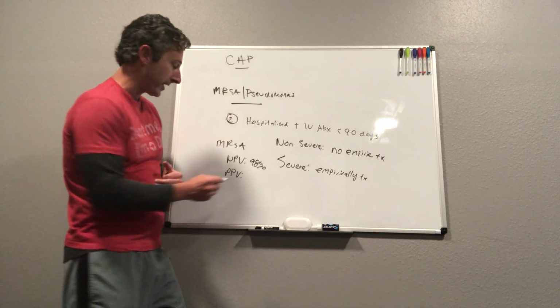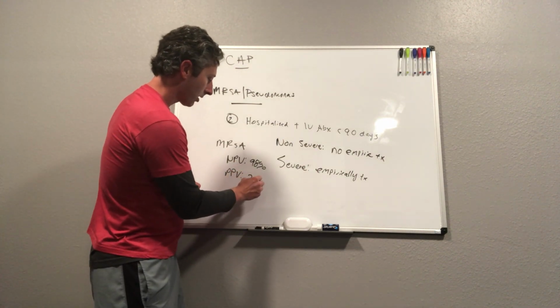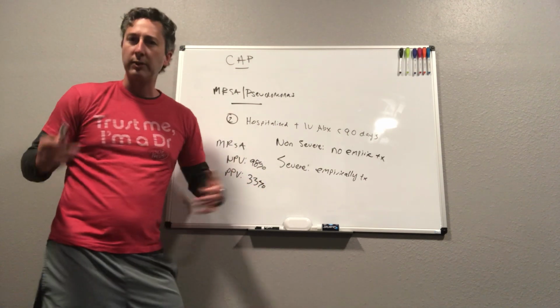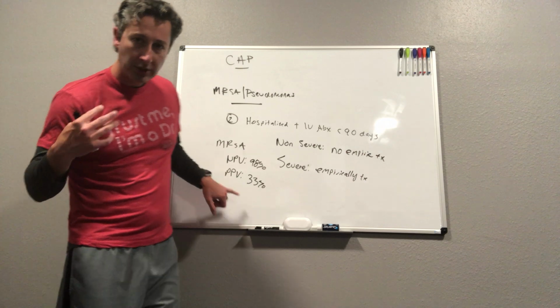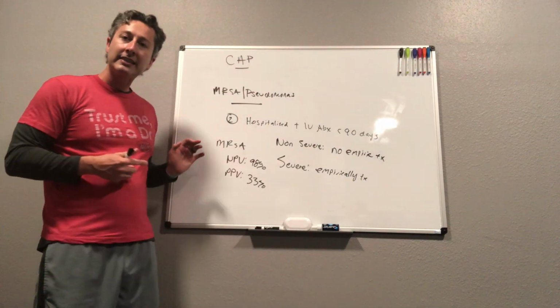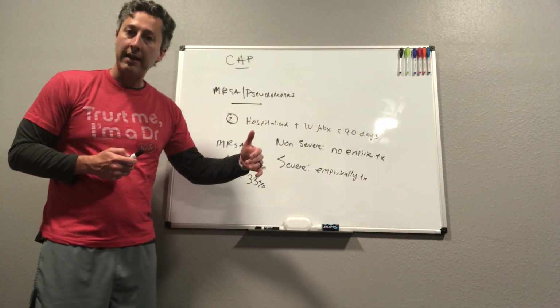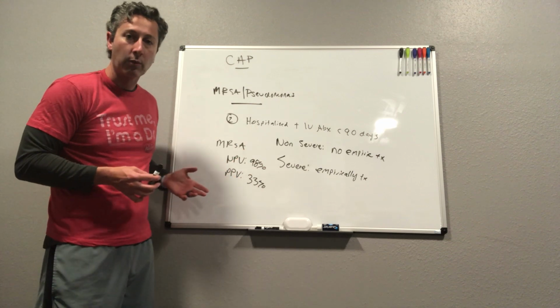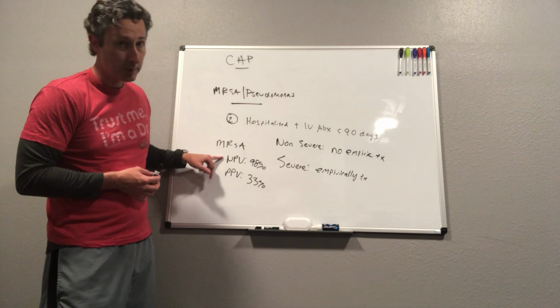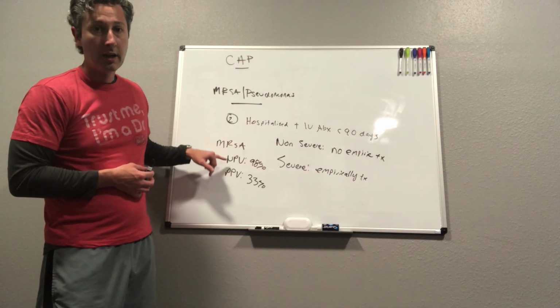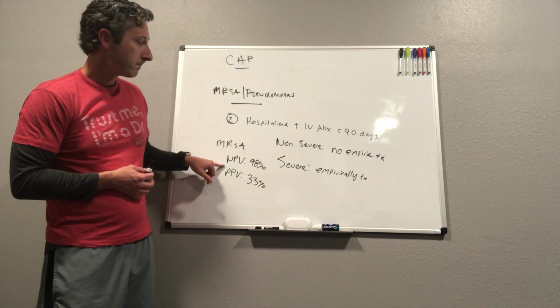My positive predictive value is somewhere around 33%. So even if my MRSA nasal swab is positive, it's still more of a likelihood that I'm infected with something else than with MRSA, okay? So it's not as good for a positive predictive value. It's much, much better for a negative predictive value, okay?